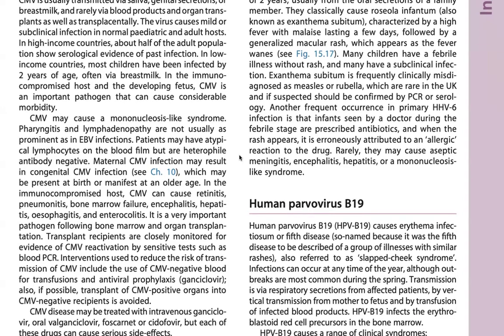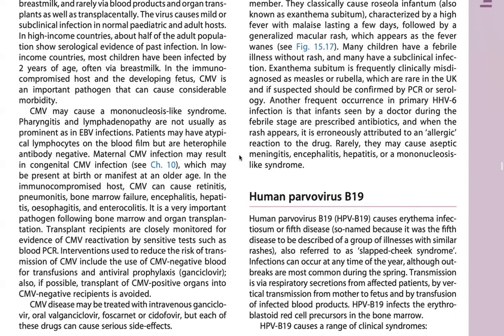It is a very important pathogen for bone marrow and organ transplant. Transplant recipients are closely monitored for evidence of CMV reactivation by sensitive tests such as blood PCR. Interventions used to reduce the risk of transmission of CMV include the use of CMV negative blood for transfusion and antiviral prophylaxis, such as ganciclovir. Also, if possible, transplant of CMV positive organs into CMV negative recipients is avoided.